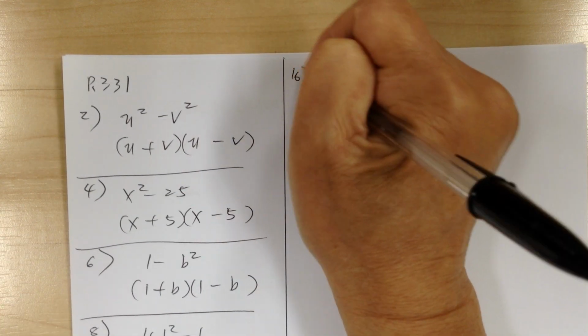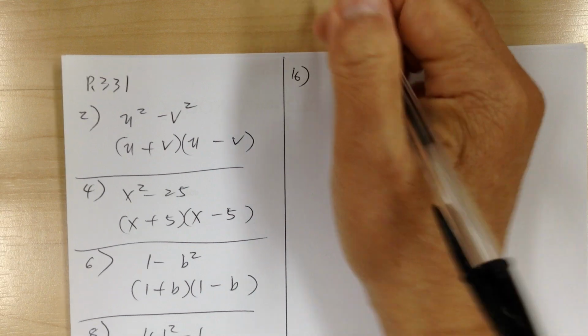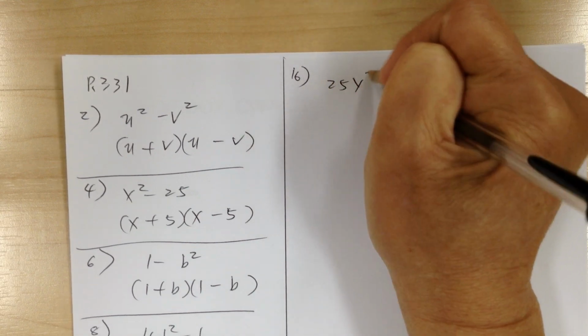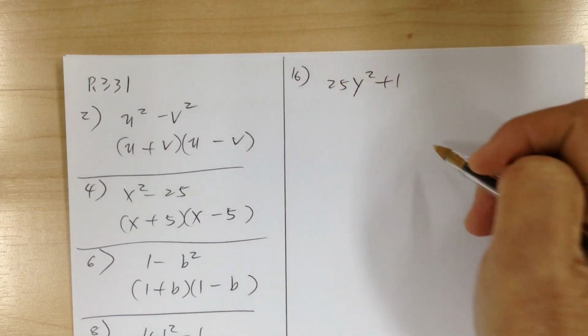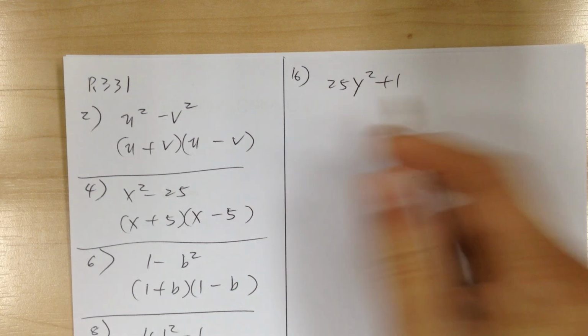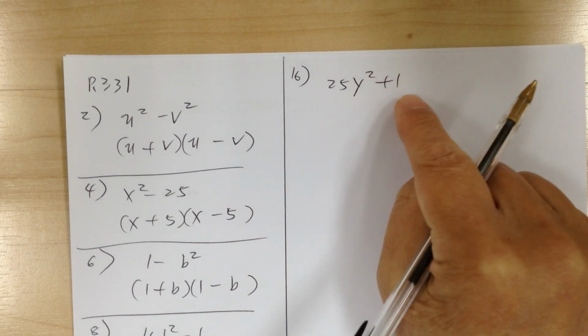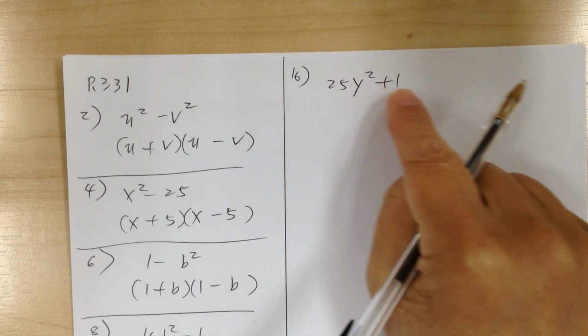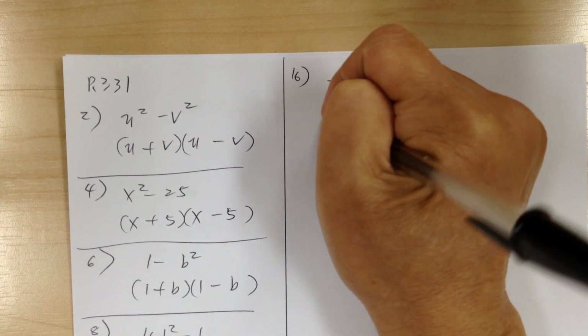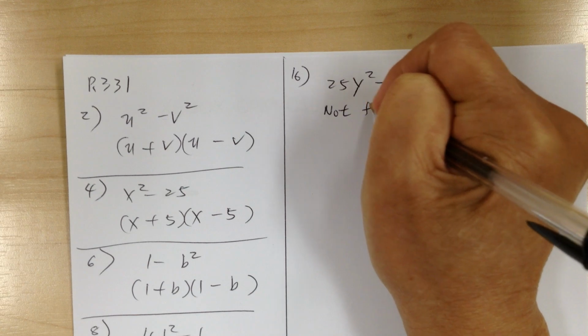Let's go to 16. You got 25y squared plus 1. So step 1 common factor, cannot. Now step 2, it cannot, because in order to do step 2a, you have to have a minus. You have to have a square minus square. This is a plus. So this is not factorable.